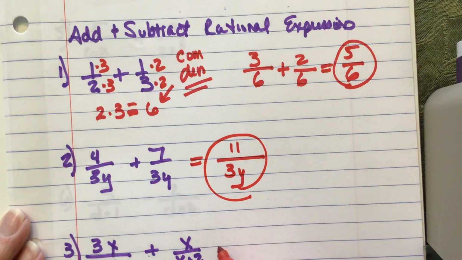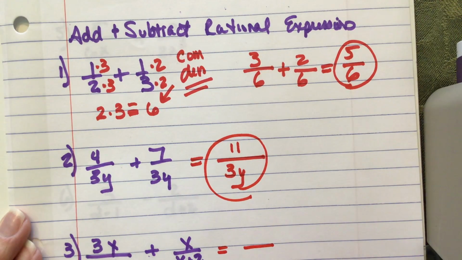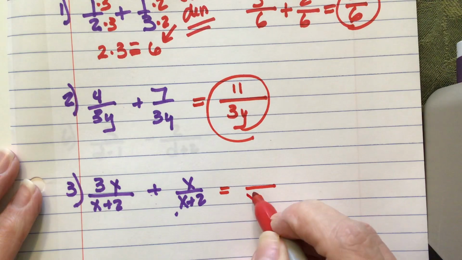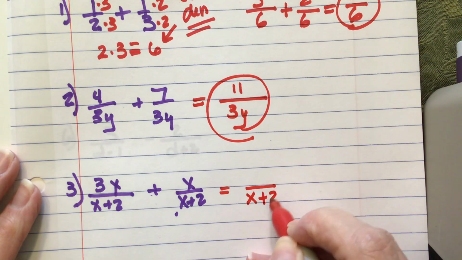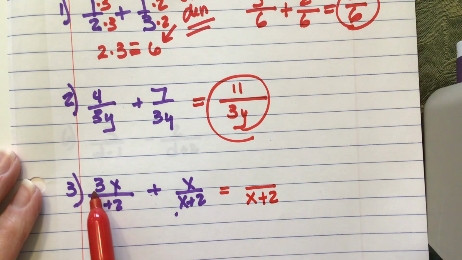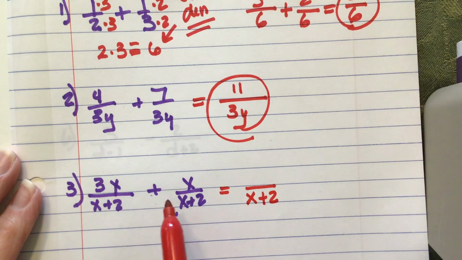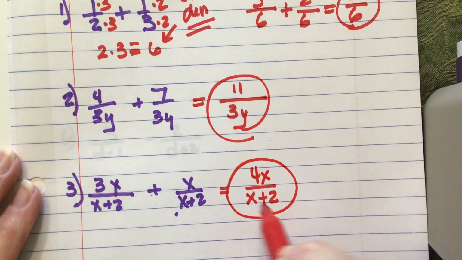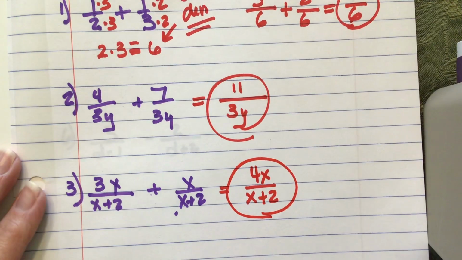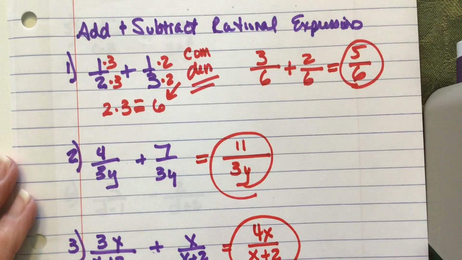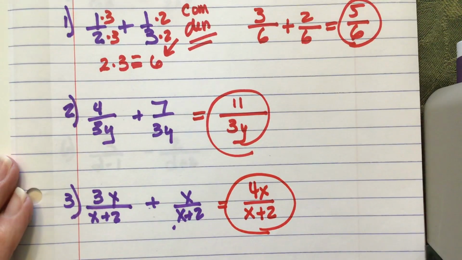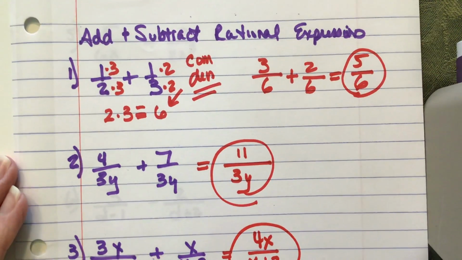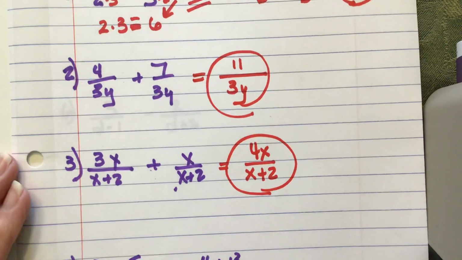Number 3, I have, again, a common denominator already. So I'm going to keep my common denominator. And what I have for my numerator is 3x plus x. So 3x plus x is 4x. And so my answer is 4x over x plus 2. Now for all three of these examples, it was easy to see the common denominator, or easy to get the common denominator, and I just add the numerators.